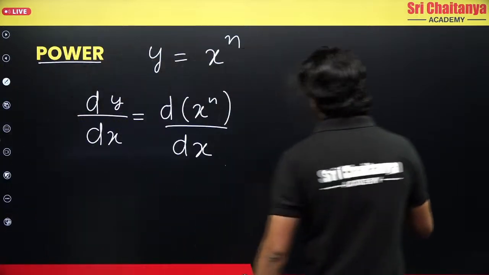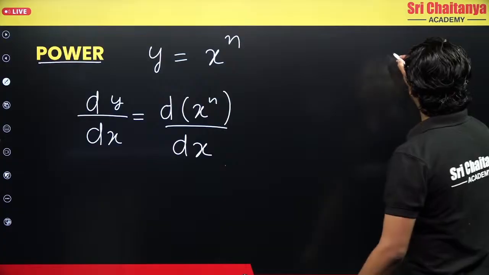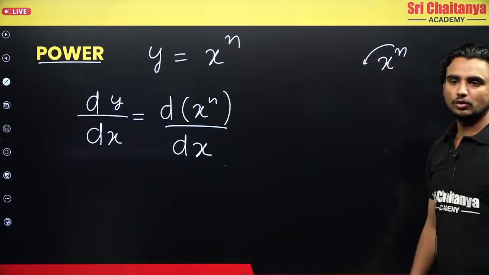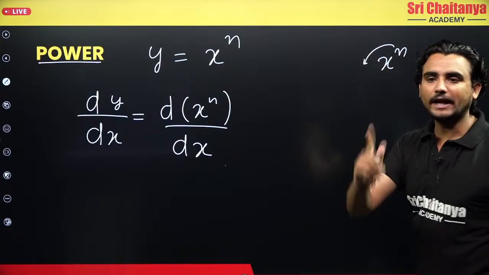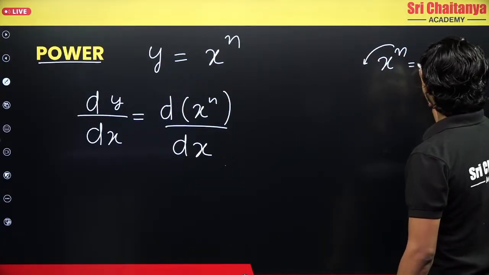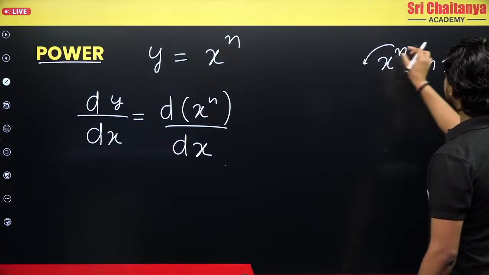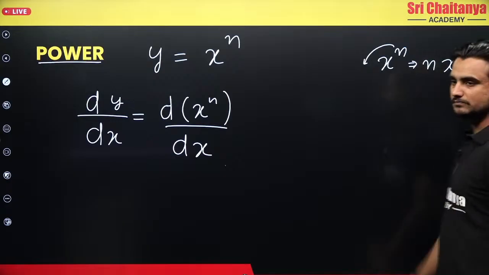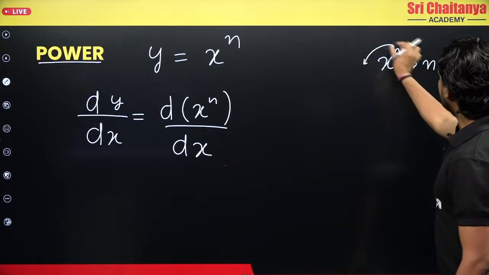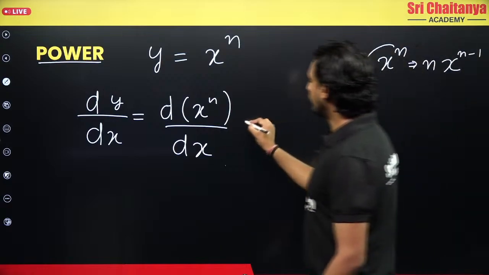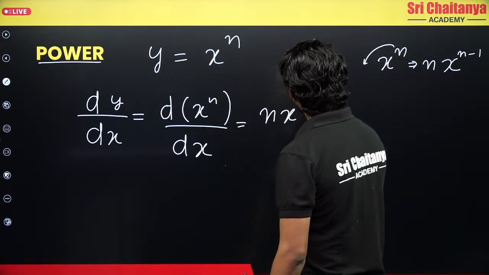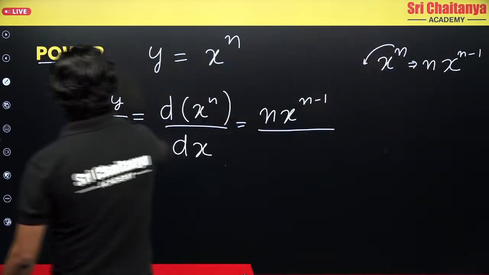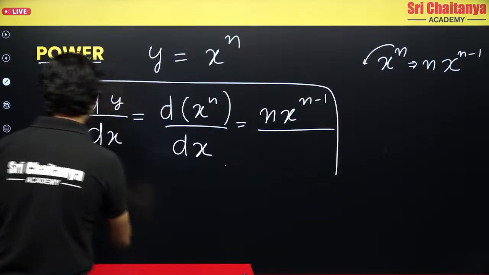Now how do we differentiate this? For x raised to power n, the power will come forward. What to do? Bring this power forward and subtract 1 from it. So n comes forward, and you subtract 1 from the power, so n minus 1. What do I get here? I will get n into x power n minus 1. This is the differentiation of a variable which has some power.